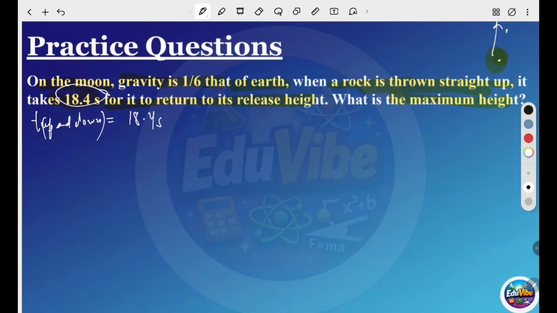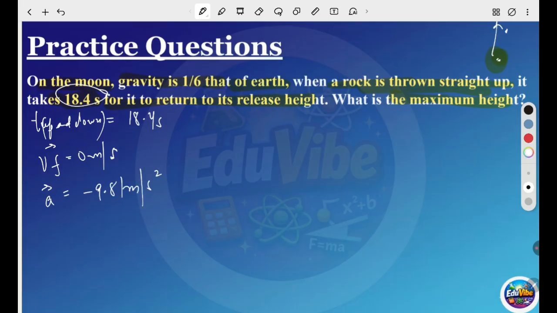When they go up, they go with some initial velocity, and when they come to that point, it has some final velocity too. That final velocity should be zero because they didn't mention otherwise. So the final velocity is 0 meters per second.